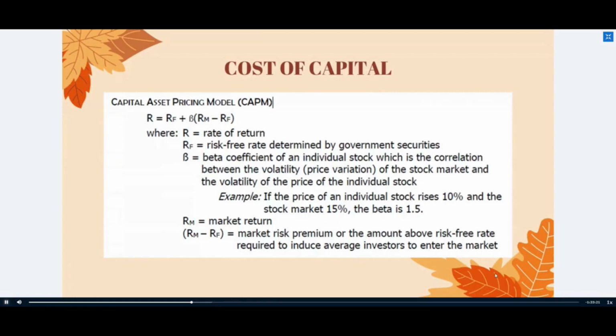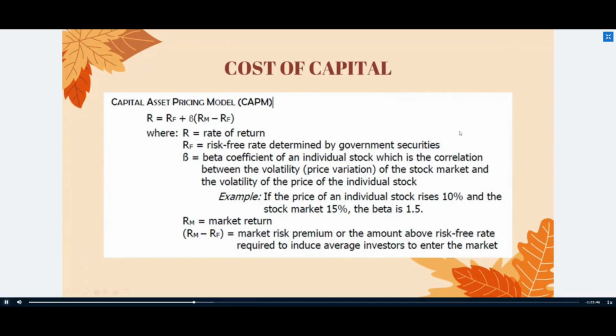And beta coefficient of an individual stock, which is the correlation between the volatility of the stock market and the volatility of the price. So like I said, class, this will be provided in the problem. So there is no way we'll be computing for this. These are a product of knowledge and understanding of different professions. And RM, this is the market return.